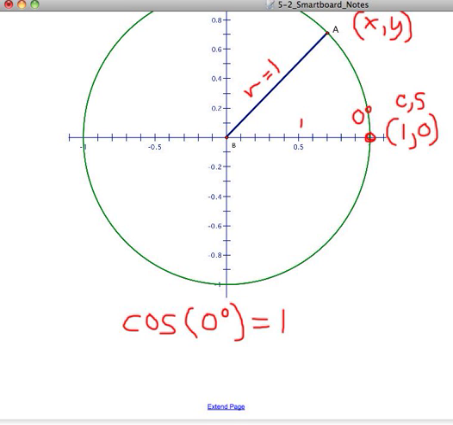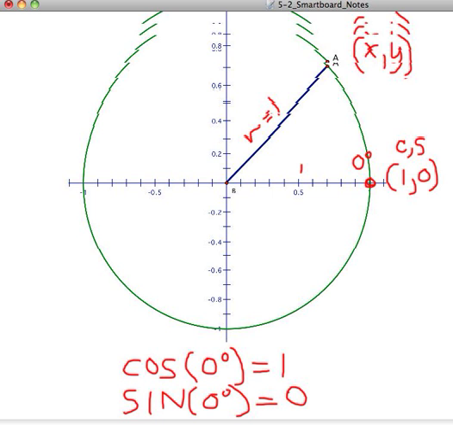So again, also we have the sine of 0 degrees equals 0. And I'm going to stop this video for a second and then start again to show you what's going on.